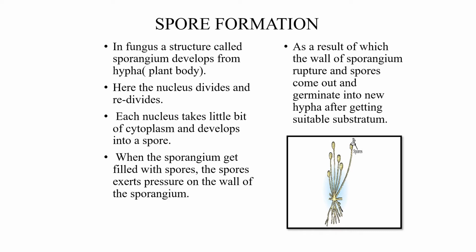Already we saw this in the online class also. See here, this is a sporangium. Inside this sporangium, spores are found. Then it ruptures and spores are released. So it gives new organisms. Best example, as we already saw, bread mold or Rhizopus.